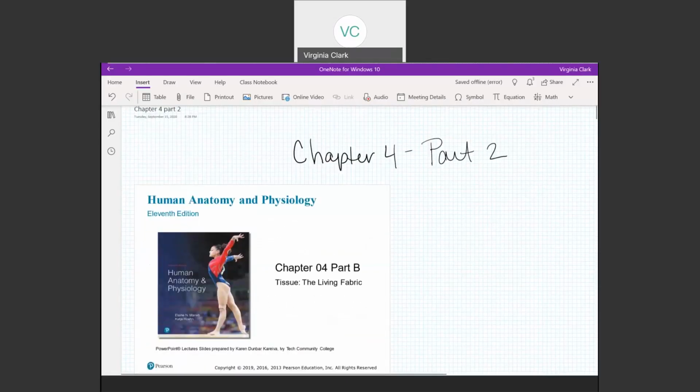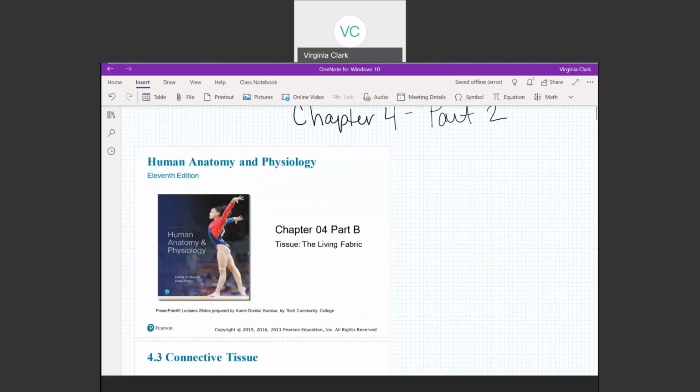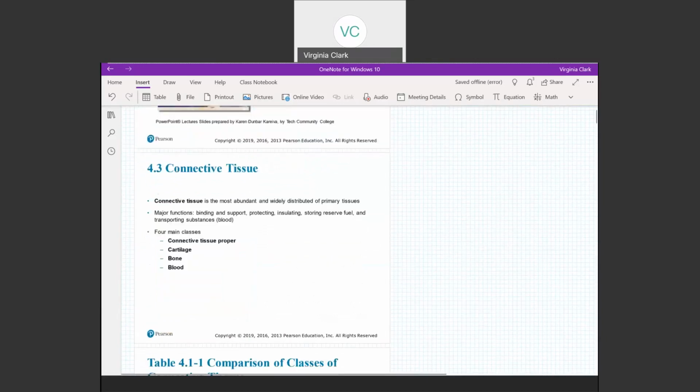Chapter 2, Part 2. So we're going to start here with where we left off, and we're going to start at 4.3. Looking at 4.3, we have already done epithelial tissue, and now we're going to look at our connective tissue. So we are talking about tissues.